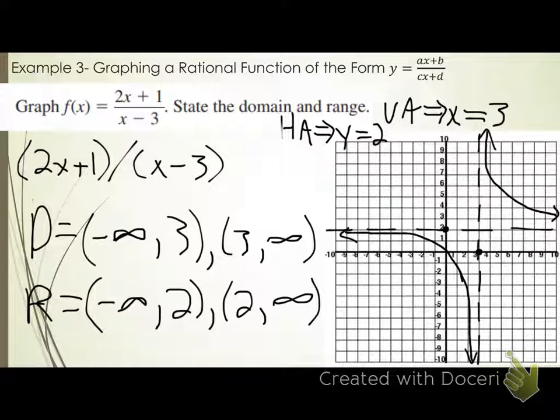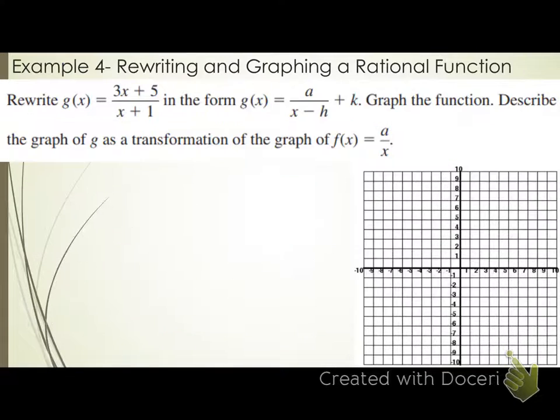Can I move on to my last example? Okay, I'll take that as a yes. Rewrite g of x equals 3x plus 5 over x plus 1 in the form g of x equals a over x minus h plus k. Graph the function. Describe the graph of g as a transformation of the graph of f of x equals a over x. Whew, it's a mouthful. It's good stuff.